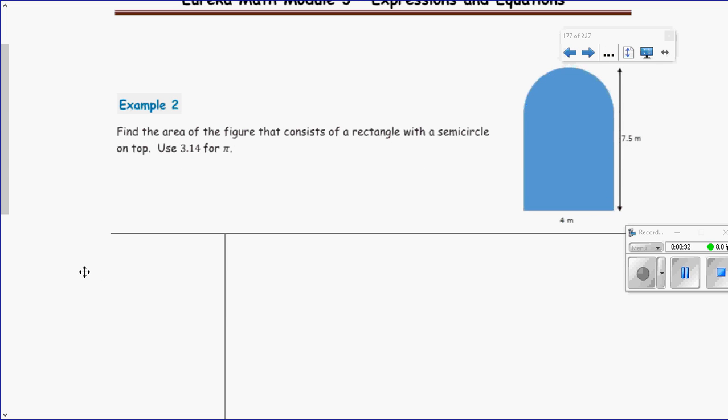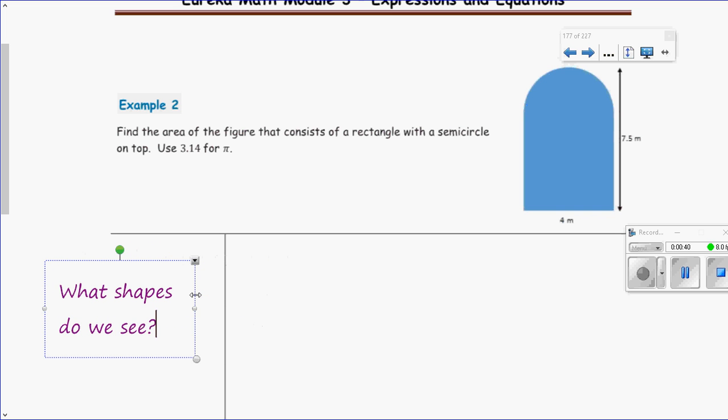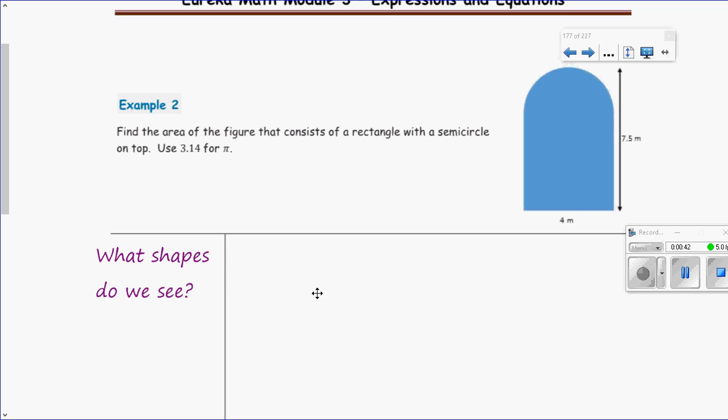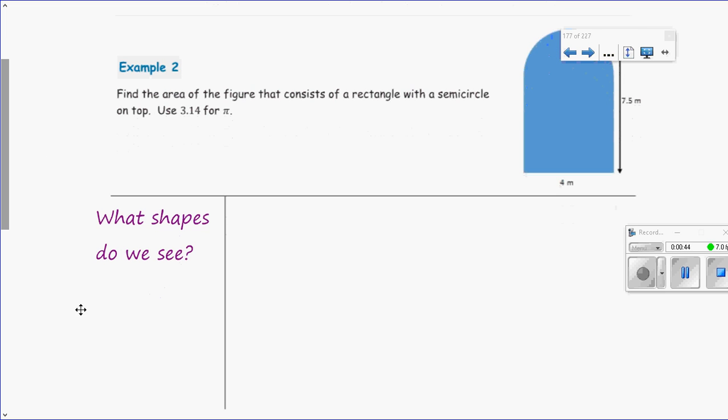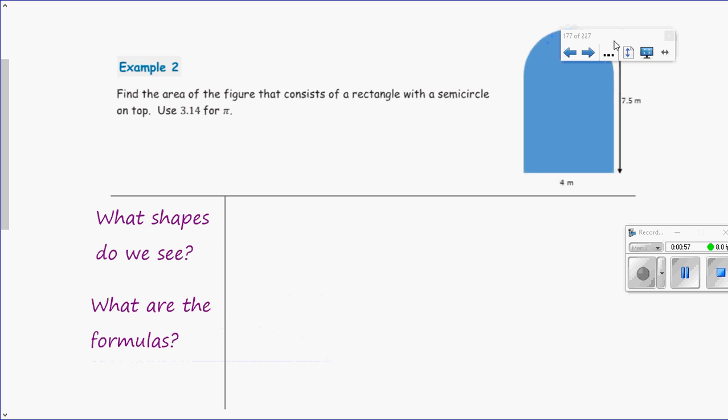Okay, first of all, I want you to write a question in the margin that says, what shapes do we see? So when it comes to these complex area problems, we first need to identify what shapes we see. Then we're going to answer the question, what are the formulas? So before we do any math on our calculator, before we try to solve any numbers, we need to identify the shapes and then the formulas that are going to be used.